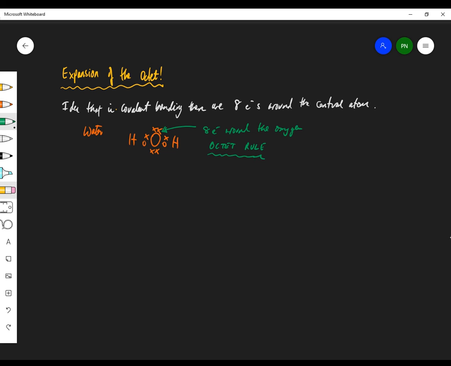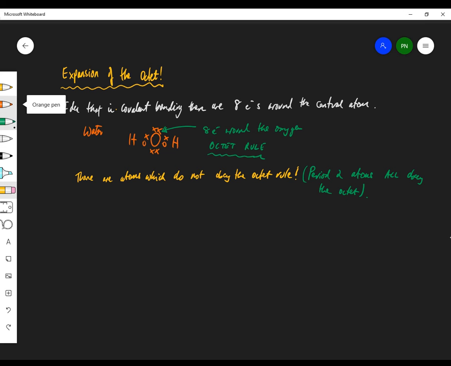Now, interestingly, there are atoms which do not obey the octet rule. Having said that, period 2 atoms all obey the octet rule. We'll come to that in a minute, why that is the case. But there are some atoms that don't obey this, and that's what we're looking at now.